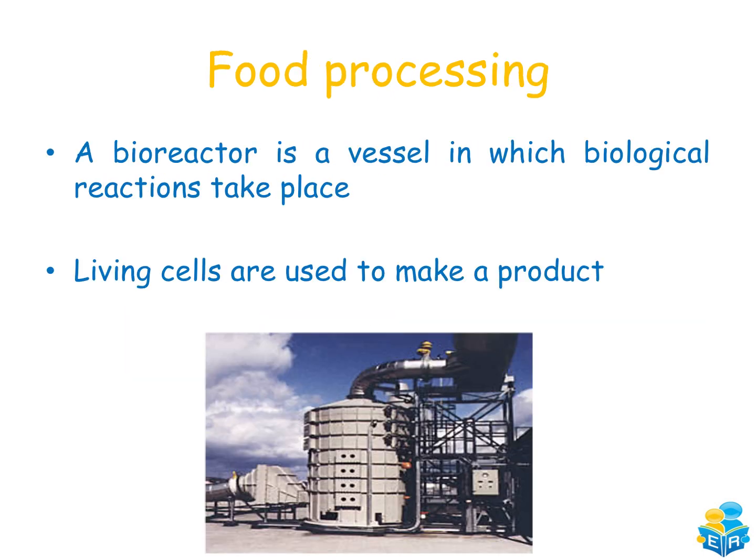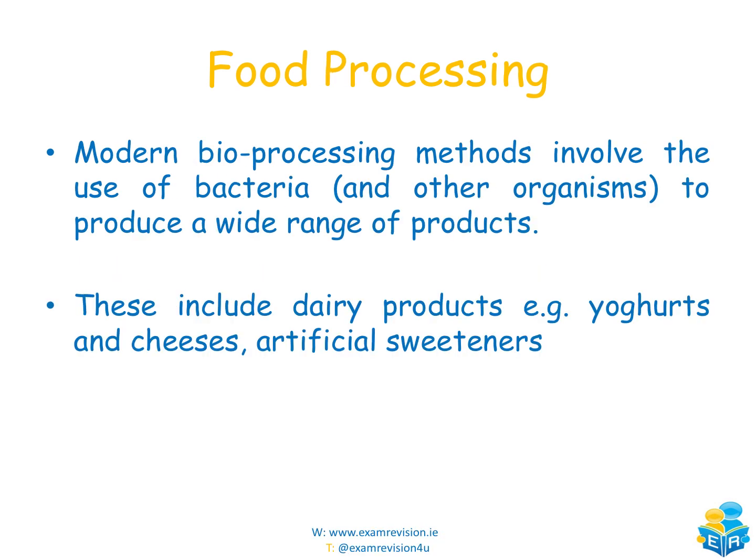Now the final idea we're going to look at today is the idea of food processing involving bacteria. All of this is going to take place within a bioreactor, which is a vessel in which biological reactions will take place. And living cells, or bacterial cells in the case we're going to be looking at, are used to make a product. Now, modern bioprocessing methods involve the use of bacteria and other organisms as well, but we're going to focus on the bacteria for this one to produce a wide range of products. So a couple of these would include dairy products, which is yogurts, cheeses, and then artificial sweeteners as well.